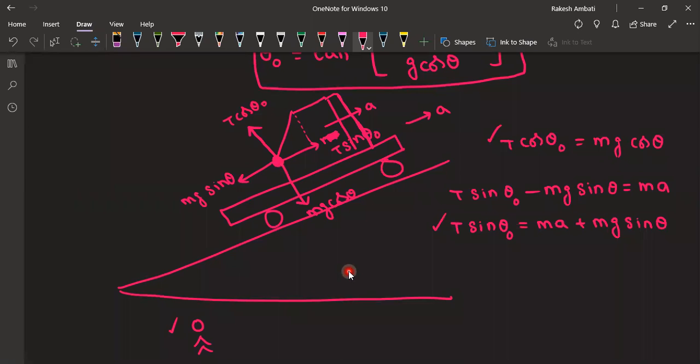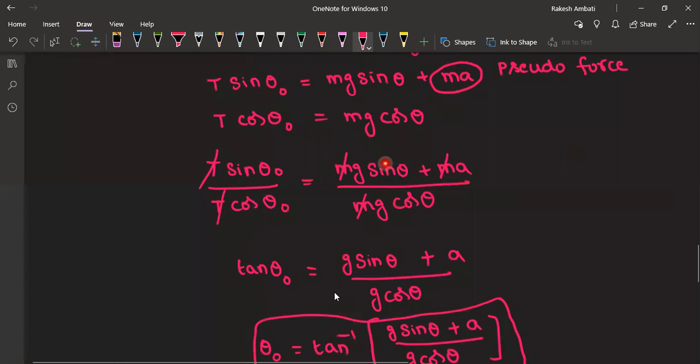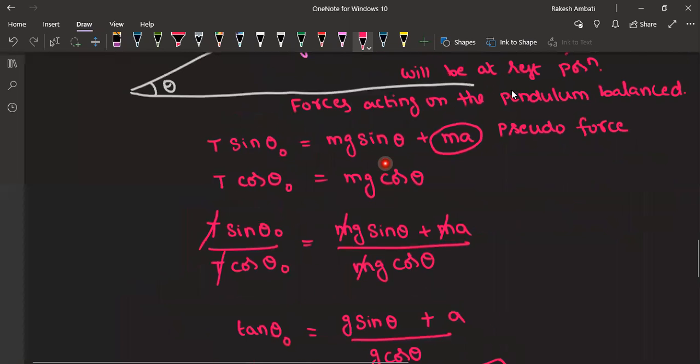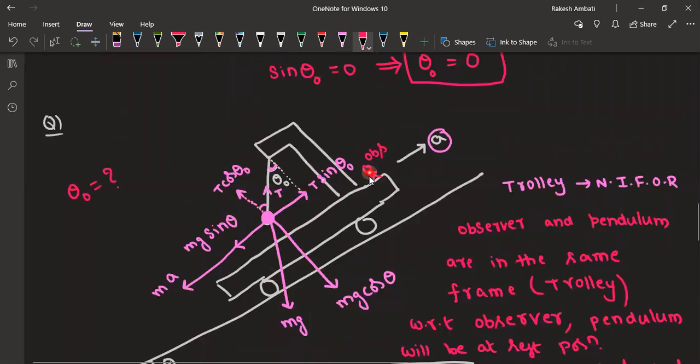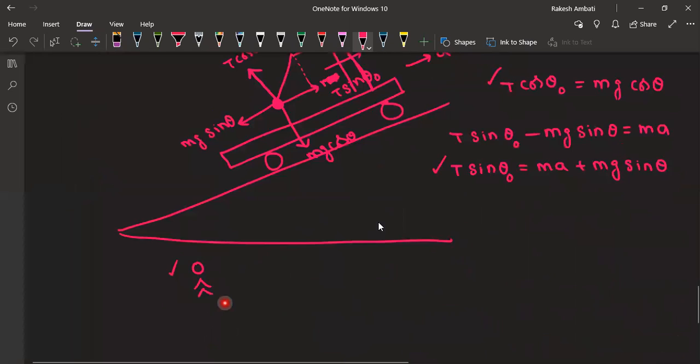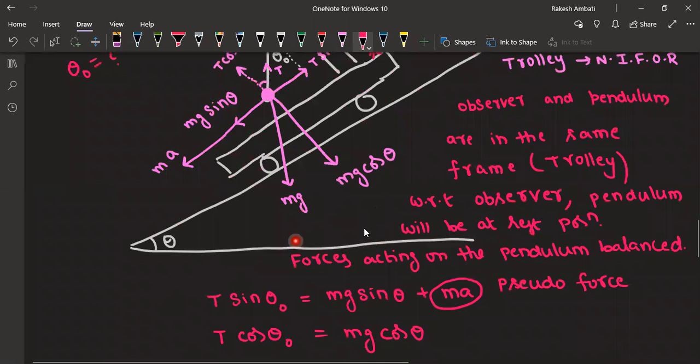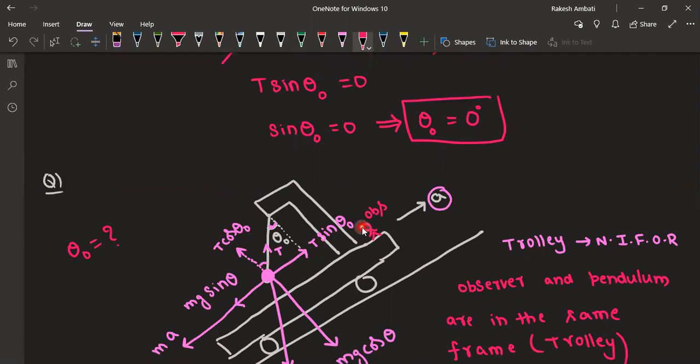Yes, sir. Okay, so that's up to you, taking the observer in the same frame or in a different frame. Whatever you feel comfortable with, you follow it. If I'm taking the observer in the same frame, in the simplest way, with respect to the observer the pendulum seems to be at rest, so simply balance forces. So it is easier than taking the observer on the ground. If the observer is in the same frame, the pendulum will be at rest, so simply balance forces and do the simplification.